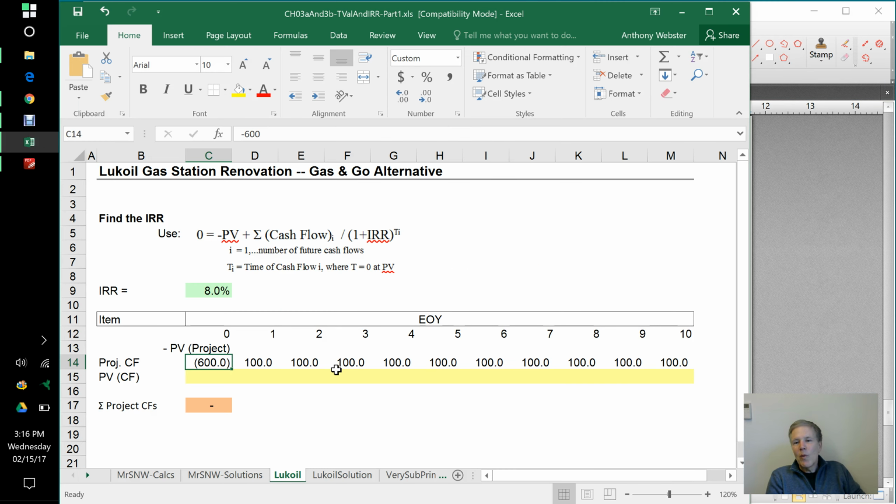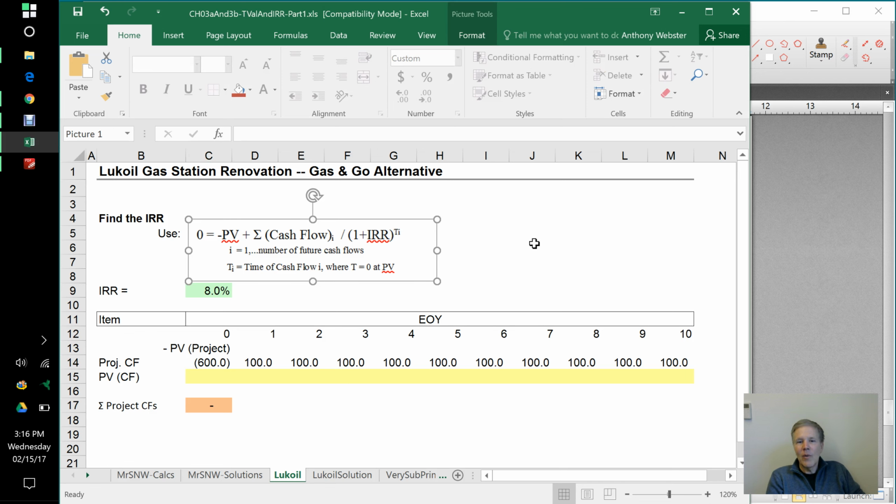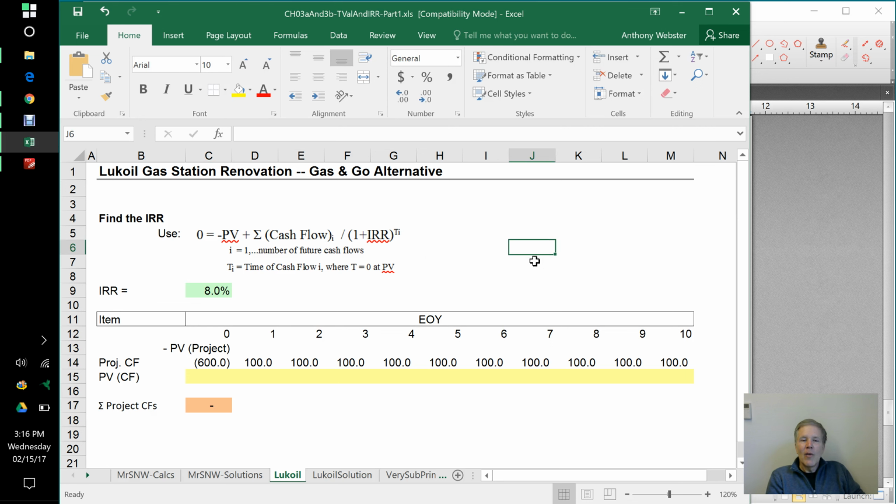So what do we want to do? We're going to be working with this equation, right? The internal rate of return equation, which tells us we just want to add up all the cash flows, but we want to make sure that before we add them up, we get the present value of each one using internal rate of return to discount.